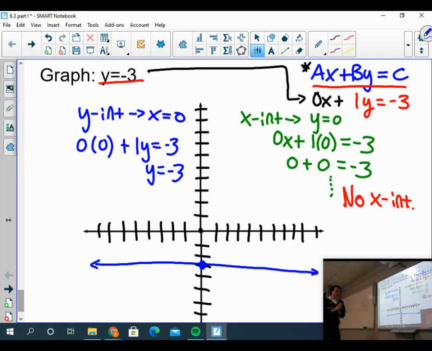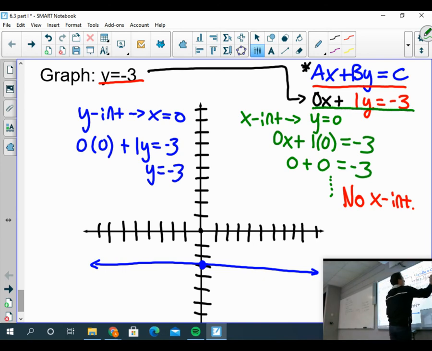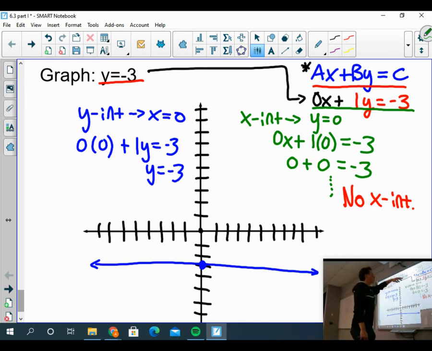And this should make sense, right? It's difficult to conceptualize, but if we look back at our original equation in standard form with the 0x there, no matter what value you plug in for x, you're going to end up with the same thing every time. If x is 7, you're still going to get 0 times 7 plus 1y equals negative 3. Well, 0 times anything is 0, so I just get y equals negative 3. It doesn't matter what value you plug in for x.